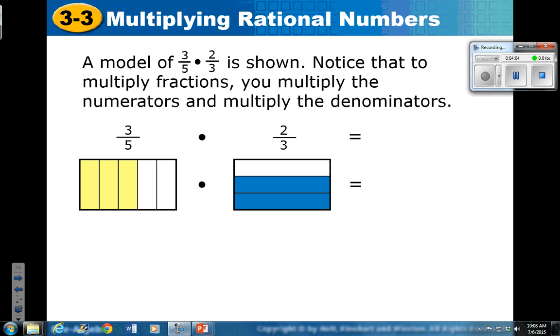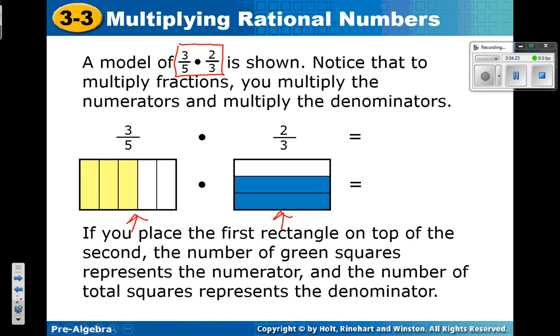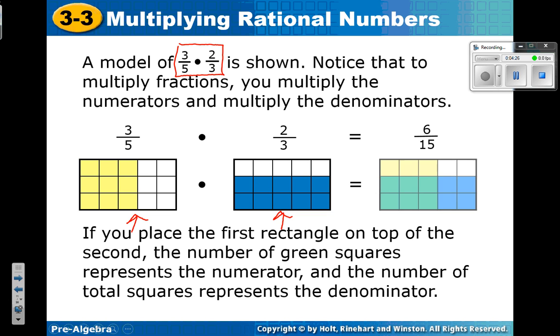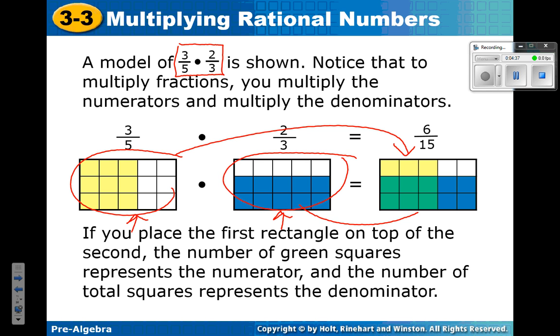I'd like to show you a little representation of what multiplication of fractions means. We're doing the problem 3/5 times 2/3 right here, and this is a model of 3/5, and this is a model of 2/3. When we multiply them, do you see how we took this picture and kind of put it over here, and took this picture and also put it over there? And then the answer is this part where they overlap, which is 6/15.